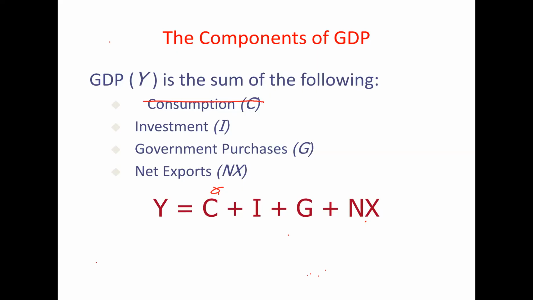For consumption, as long as you're buying that thing as a final good, you're not going to use it again for production. You're buying it as a final good. That's consumption. It can be a service or a good.